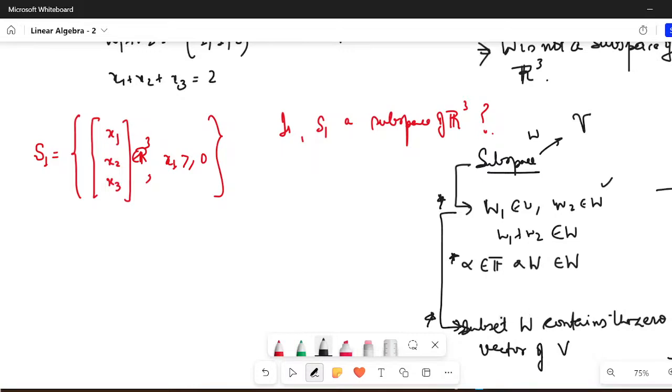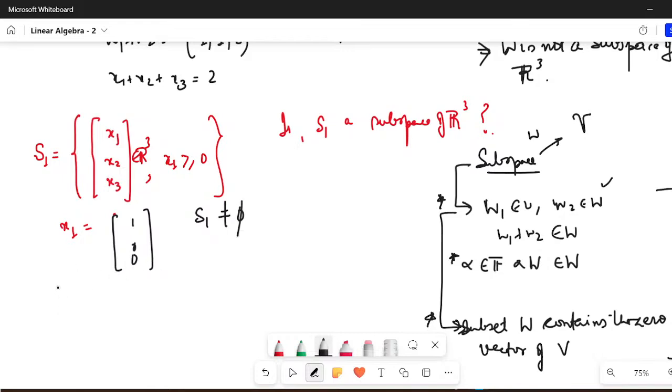So this condition also you can remember. Now, regarding this condition, one of the elements of this would clearly be x1, which you can take as (1, 0, 0). So clearly S1 is a non-empty set.